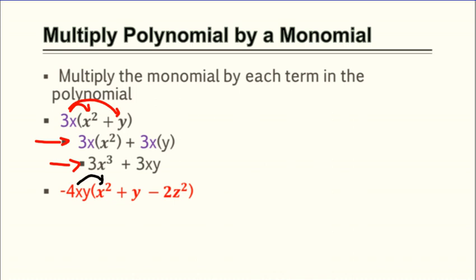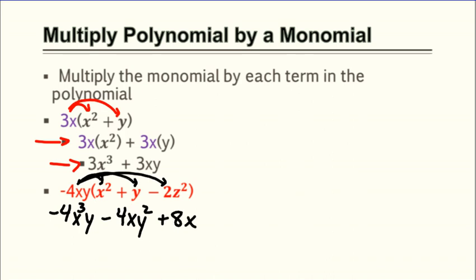So negative 4xy times x squared would give us a negative 4x cubed y. And then we have negative 4xy times y. That would be a negative 4xy squared. And then we have negative 4xy times a negative 2z squared, which would be a positive 8xyz squared. Check to see if there are any like terms. There are no like terms, so that would be my answer.